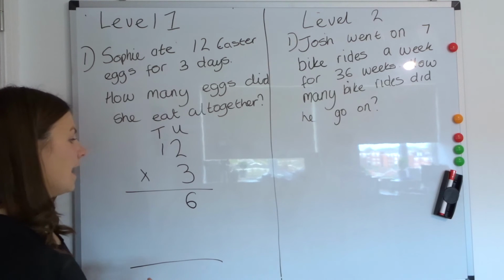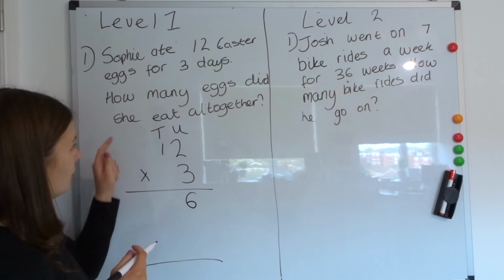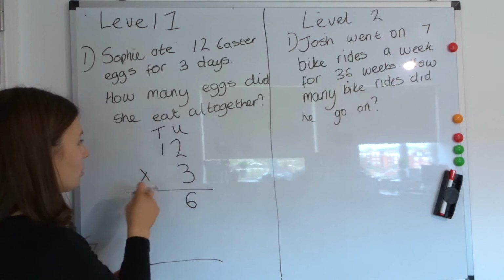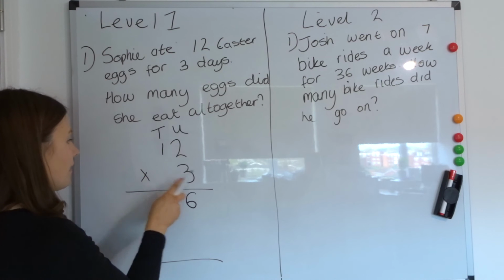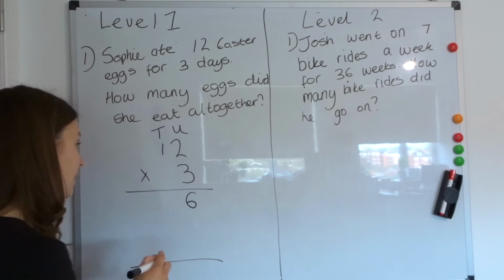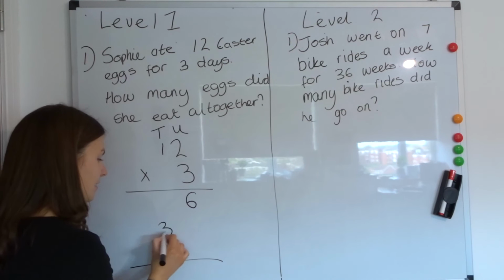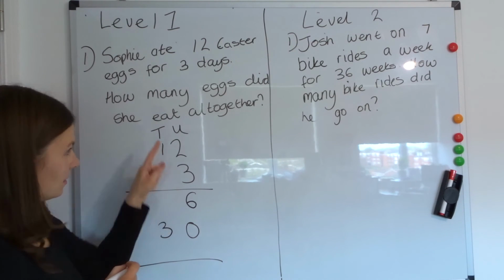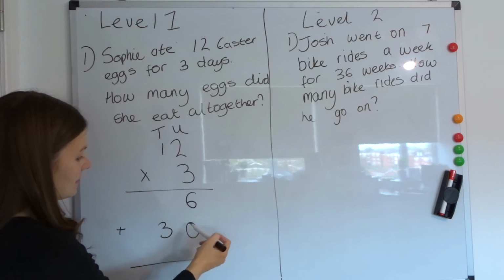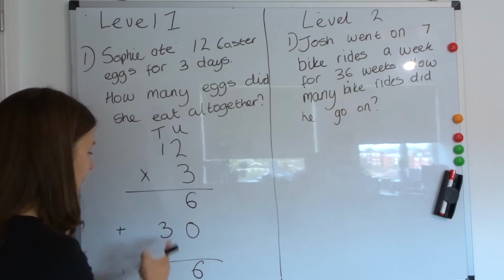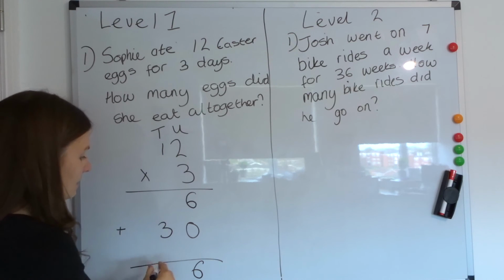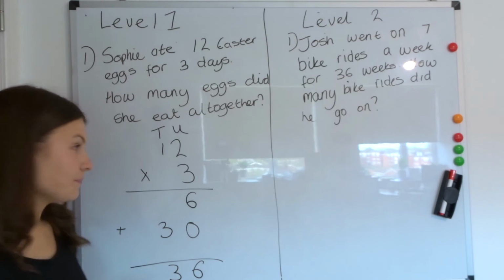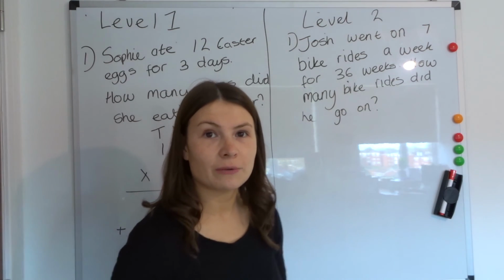Fantastic. And then we're going to come over to our tens column. So in our tens column, we have got 10. 10 times 3. Good. 30. Fantastic. Then we need to add these two together. So start with our units column. 6 add 0 is 6. 10, nothing, add 30 is 30. Fantastic. Well done. Okay, now we'll go over to level 2.